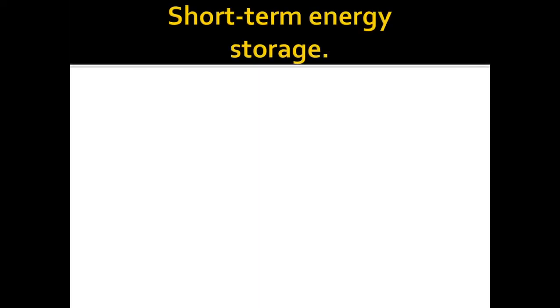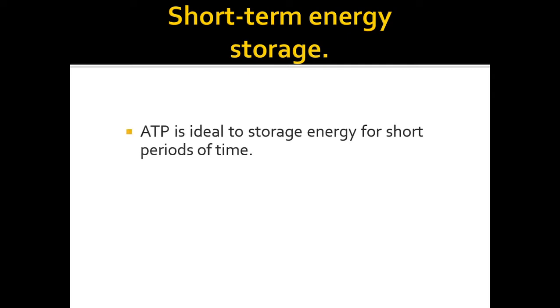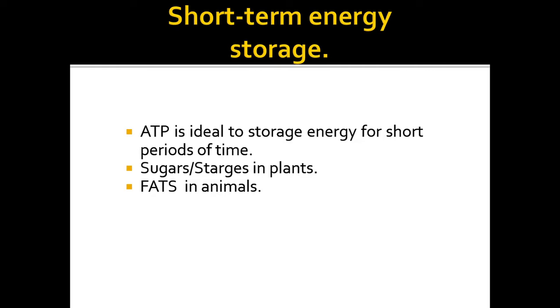So notice that ATP is a short-term energy storage. So what happens is that ATP is ideal to store energy for short periods of time, not for long periods of time. Unless they are exchanged into different kinds of particles. So basically in plants, in order for energy to last a little bit more, they start storing all of this energy from ATP inside sugars and starches. But in animals, it is different and it is stored in fats.